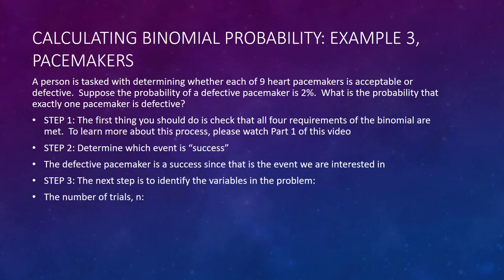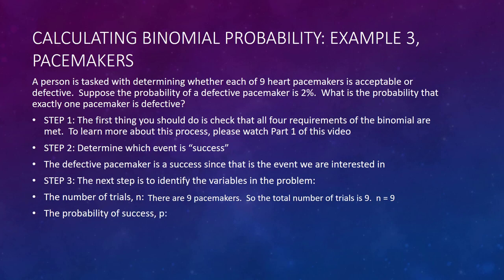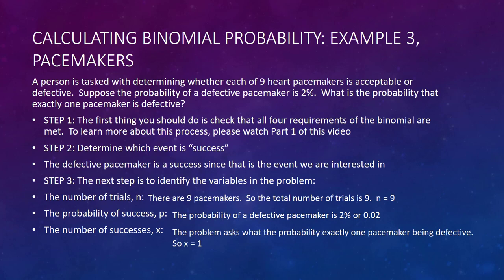How many trials are in this problem? There are 9 pacemakers, so n equals 9. What is the probability of success? So remember, we define success as the defective pacemaker, so the probability of that is 2% or 0.02. And then lastly, how many successes are we interested in? So the problem asks, what is the probability that exactly 1 pacemaker is defective? So x equals 1. At this point, we have enough information to go over to StatCrunch and use the binomial calculator to calculate p of x. Let's go ahead and do that.